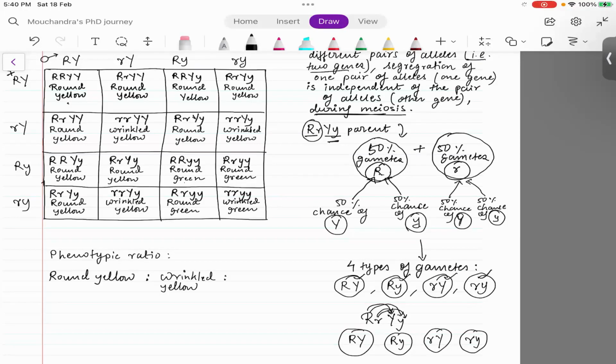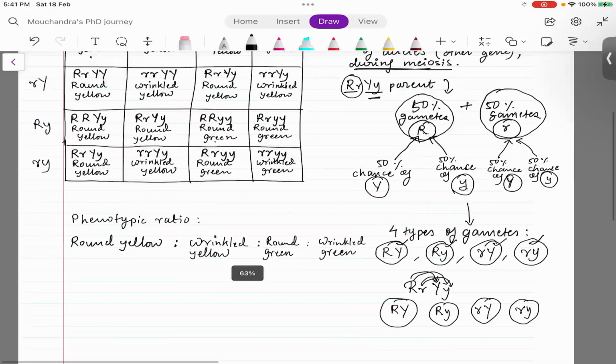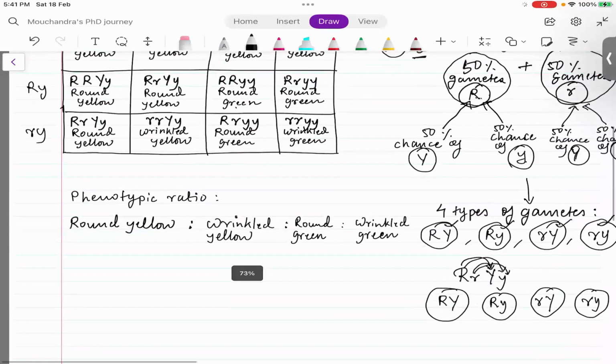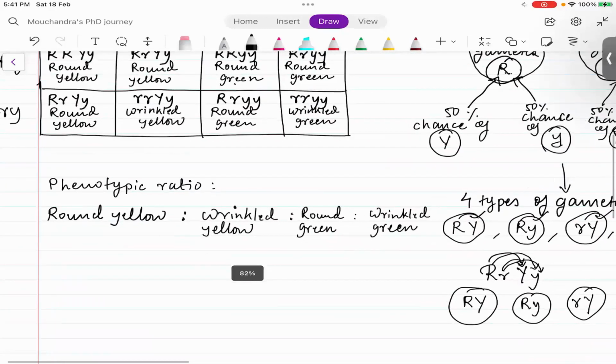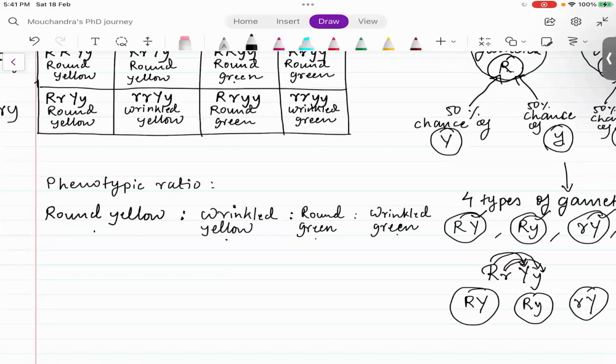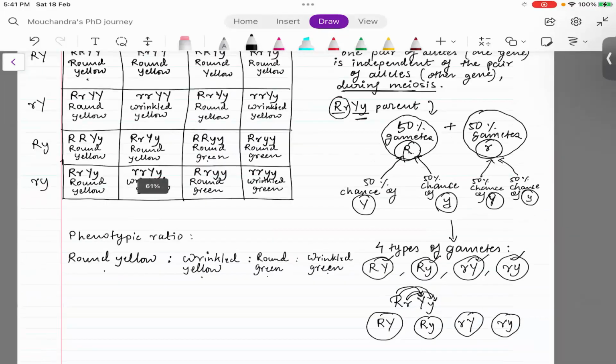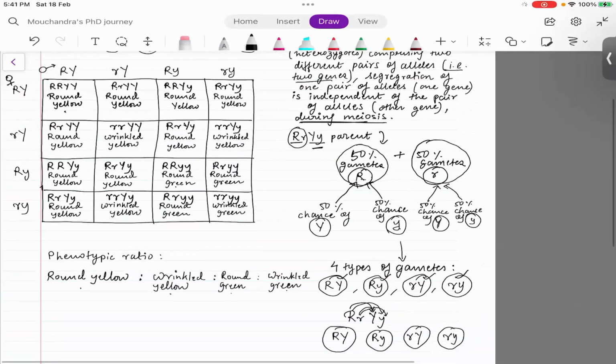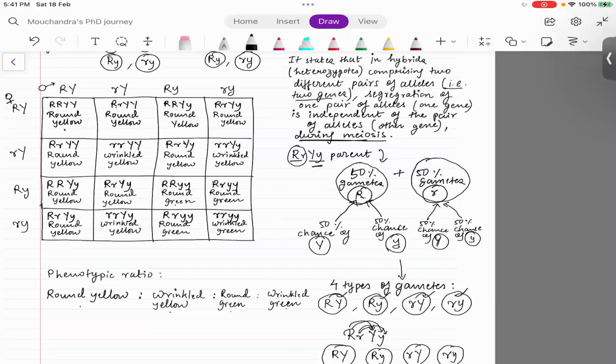Then what else? Round green and wrinkled green. Now see, these two are the parental types, and these two phenotypes are new, right? These are not present in the parent. So if we were to count, we'll count the number of boxes where these phenotypes are present, then we can get the ratios.